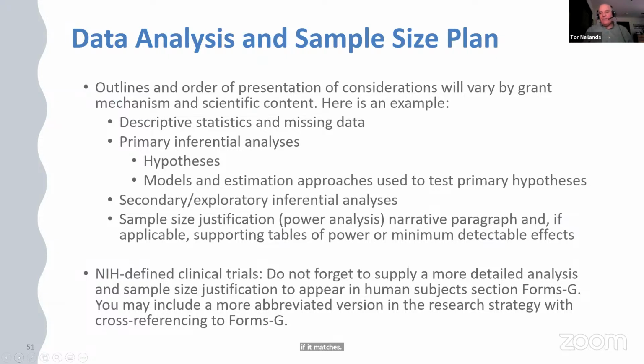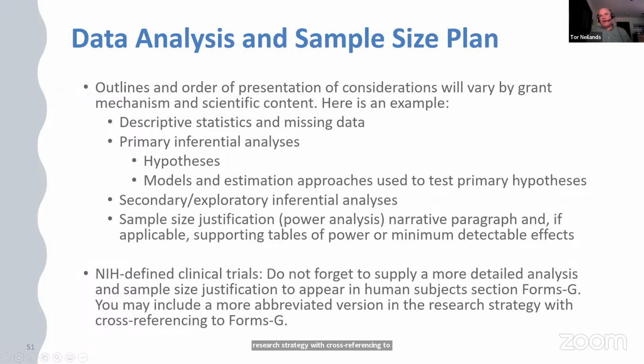Now, one thing I wanted to point out is that for NIH-defined clinical trials, it's really important not to forget to supply a more detailed version of the analysis and sample size justification that will appear in the human subjects section, which I believe is currently Forms G. You may include a more abbreviated version in the research strategy with cross-referencing to Forms G.